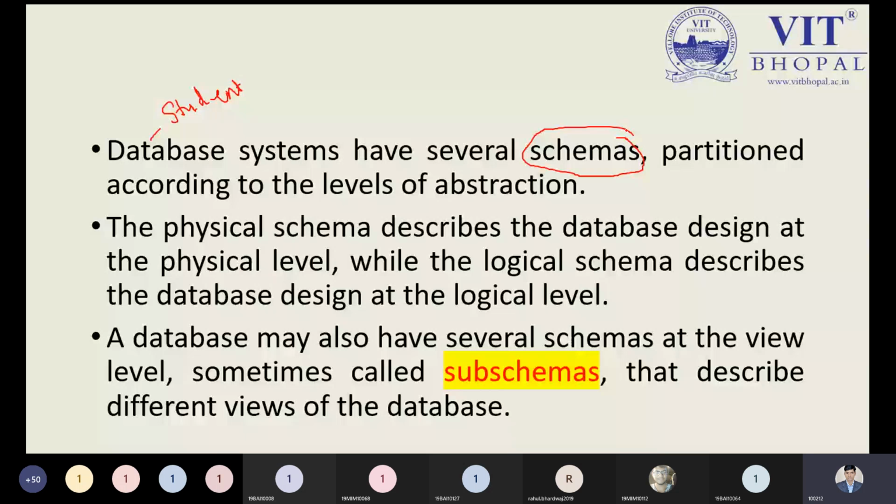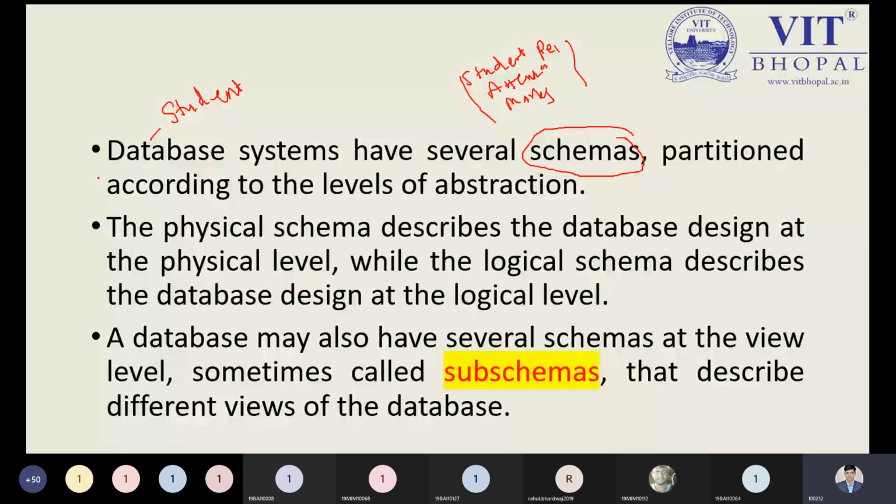A student database has the student record schema, or table. We can have the attendance of the student record. We can also have the marks schema or marks table. So these are the three schemas we have in the student database. This is a point you need to keep in mind while learning the database.